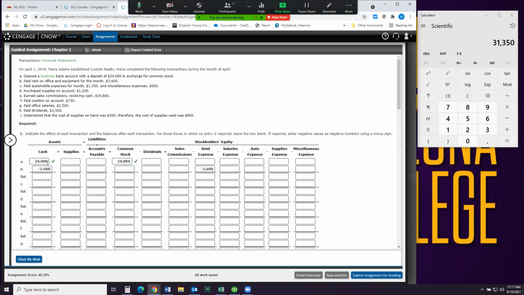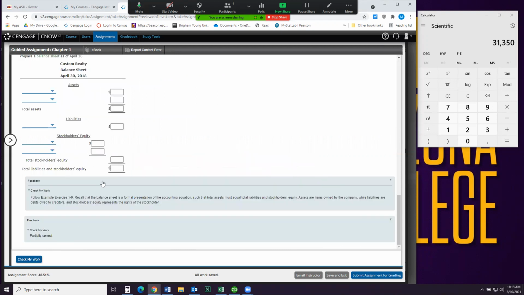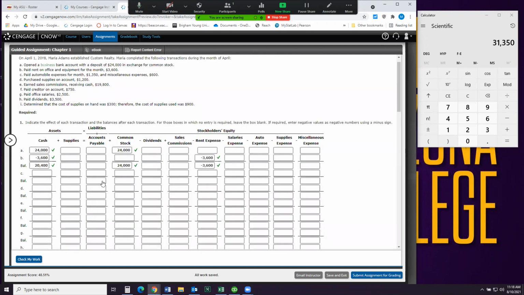So I'd say 24,000 minus 3,600 is 20,400. The balance of our stock account, 24,000, no change. So it's still 24,000. And our rent expense is negative 3,600. Again, I can check it each time if I want to. I can also move forward and just do a bunch of them and then check them all at once because you have unlimited checks on these guided assignments.